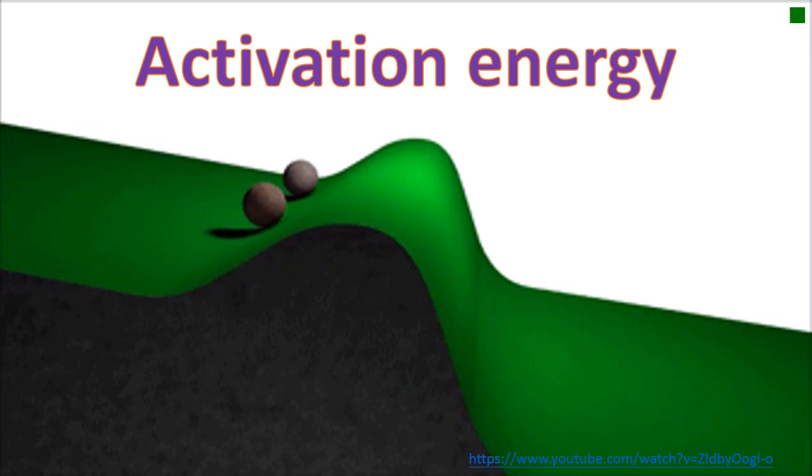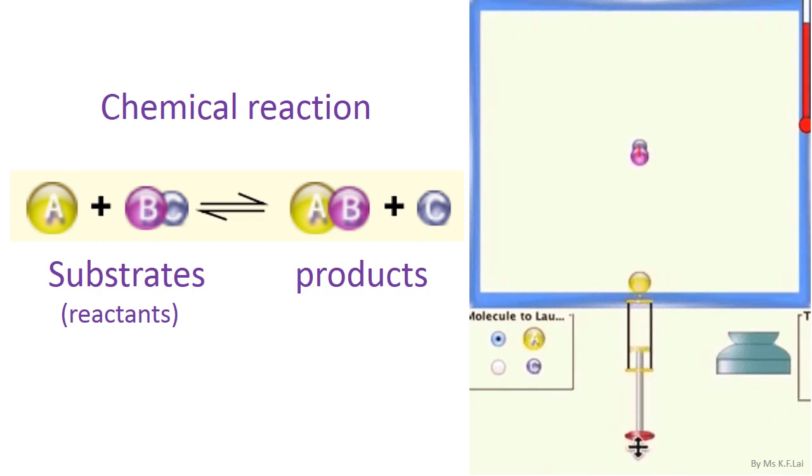Activation energy is required in a chemical reaction. In a chemical reaction, the substances on the left-hand side of the equation are called substrates or reactants. Those on the right-hand side are called products. To have chemical reactions, there must be effective collisions among the substrates. You can see the animation on the right-hand side.